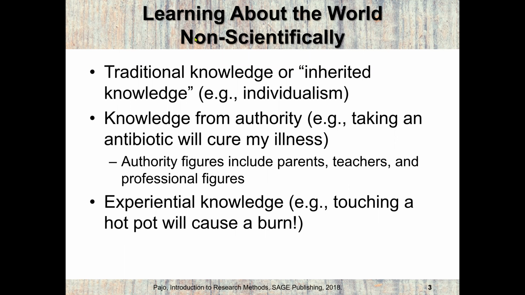So, we start with learning about the world non-scientifically. According to our course textbook, we have three ways we can gain knowledge. The first one is traditional knowledge, or we use the term inherited knowledge. This is knowledge that we normally inherit from our parents or from our culture, the values of our traditions.